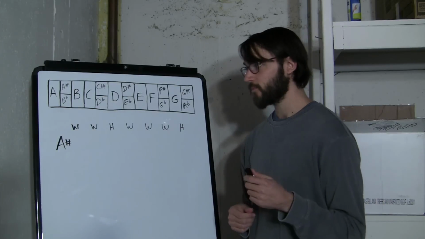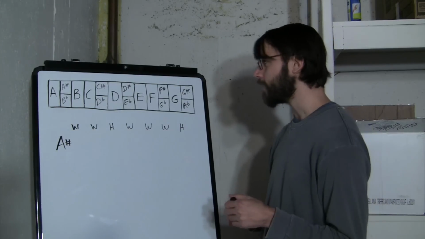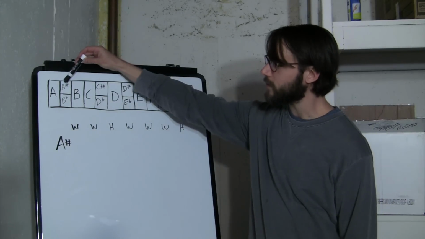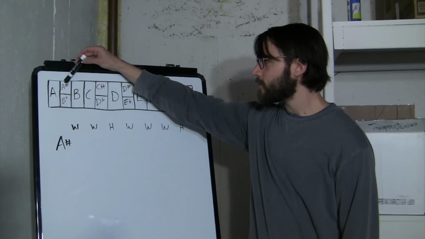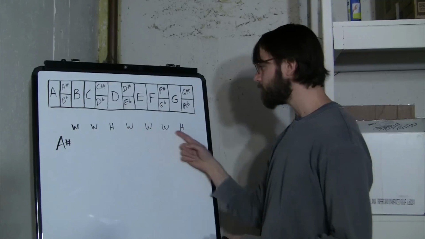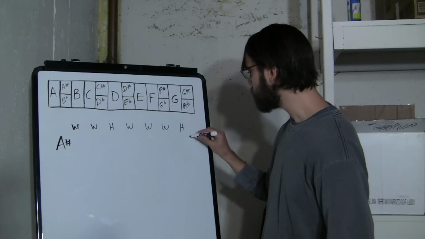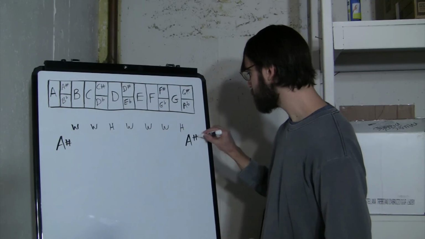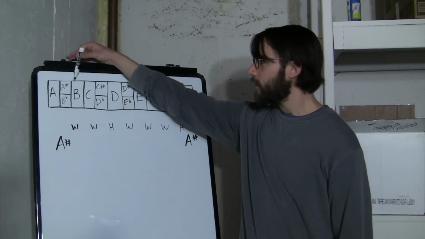Alright, so we're going to start with this A sharp scale here. Now this note does appear in our chromatic scale. It's right there. So this gives us a good starting point. We can use this chromatic scale to go through our major scale formula and figure out what notes would theoretically be in this scale. Alright, so we have our A sharp.